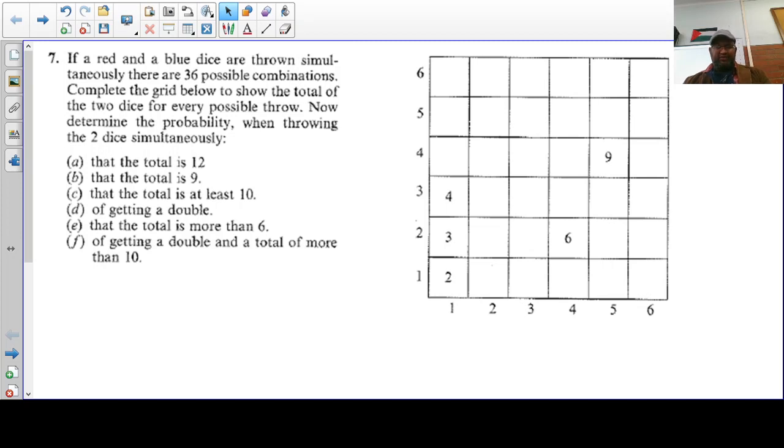Right. For question 7, we are told that a red and blue dice are thrown simultaneously. What does simultaneous mean? At the same time. You've got two dice. Which games do you use two dice in? Snakes and ladders, yes. Monopoly. Scrabble. Gambling again. So a red and a blue dice are thrown, one being red and one being blue, or vice versa.